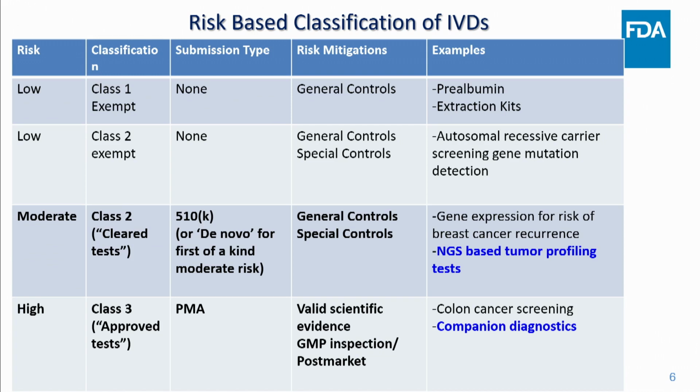But class 2 and class 3 devices are required to submit an application with the necessary analytical and clinical validation documentation. Moderate risk devices are class 2, and the application is called a 510(k), or a de novo if it's really brand new and there is no predicate device. Or it's a pre-market application, a PMA, and they have to submit valid scientific evidence, which also includes an inspection at the site, the GMP inspection. Some familiar examples: companion diagnostics are class 3, but a gene expression test for risk of breast cancer recurrence, in already diagnosed cancer patients, is reviewed as a class 2.